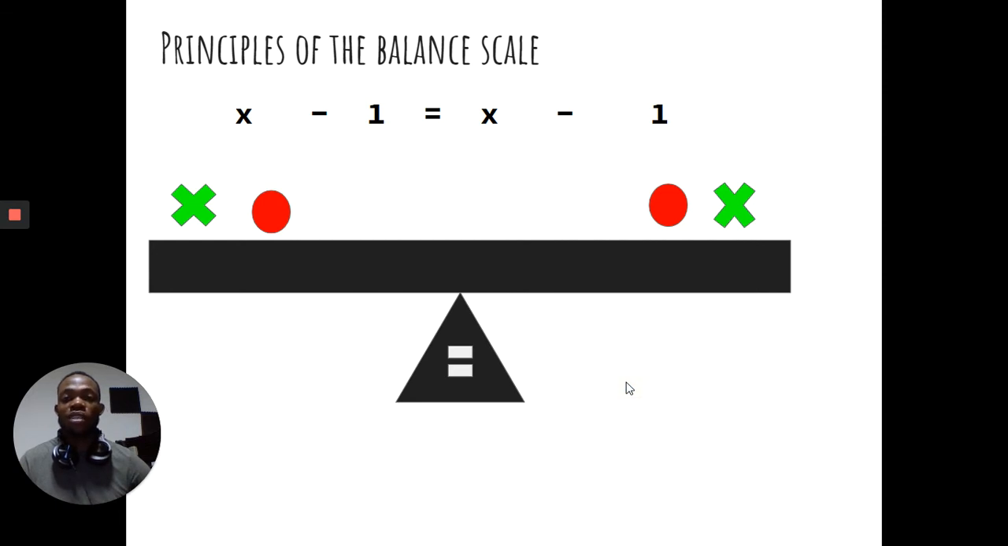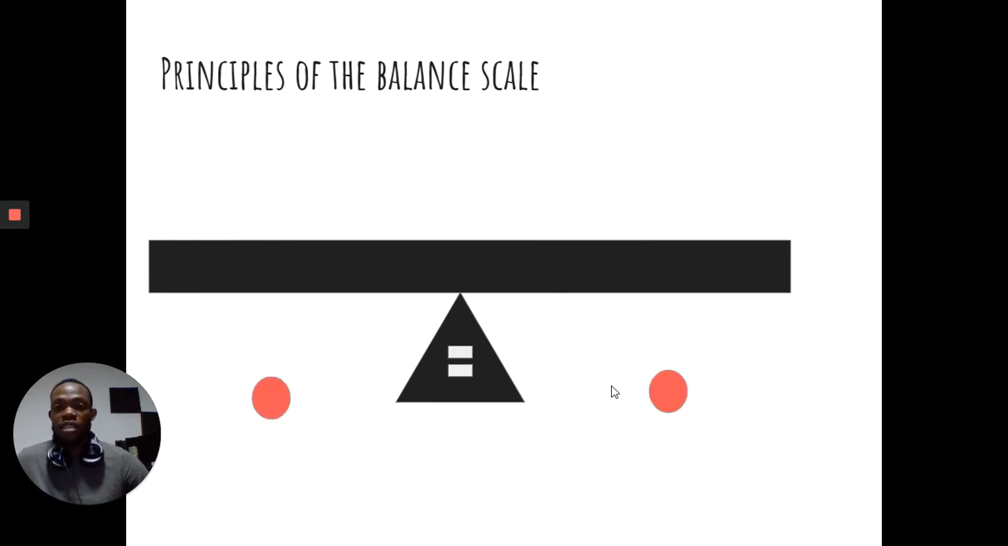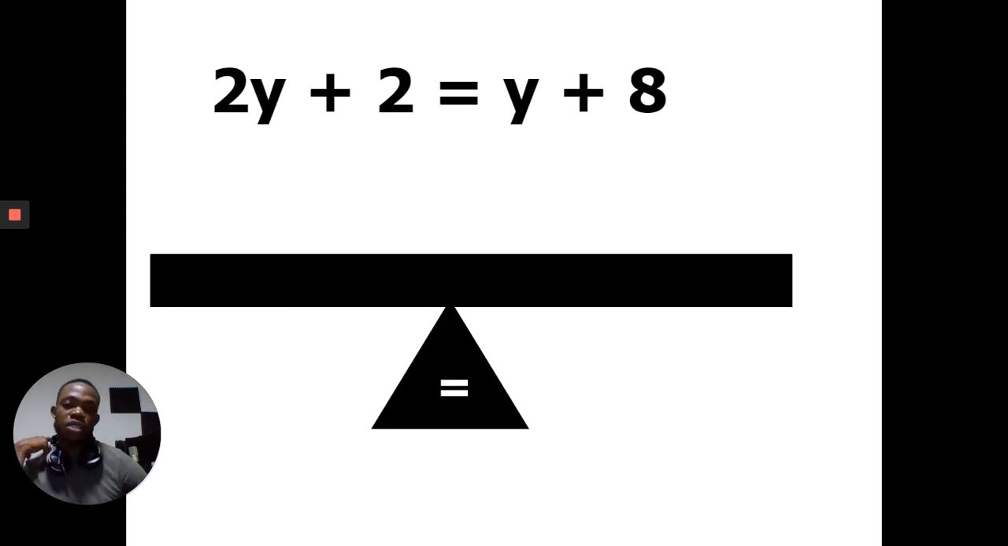So the principle again says anything you do to one side, you must do it to the other side. Now, even if I remove my x's, I need to do it to both sides. Even if I remove my constants from one side, I need to do it to the other side also. Now let us use this principle to solve the equation.